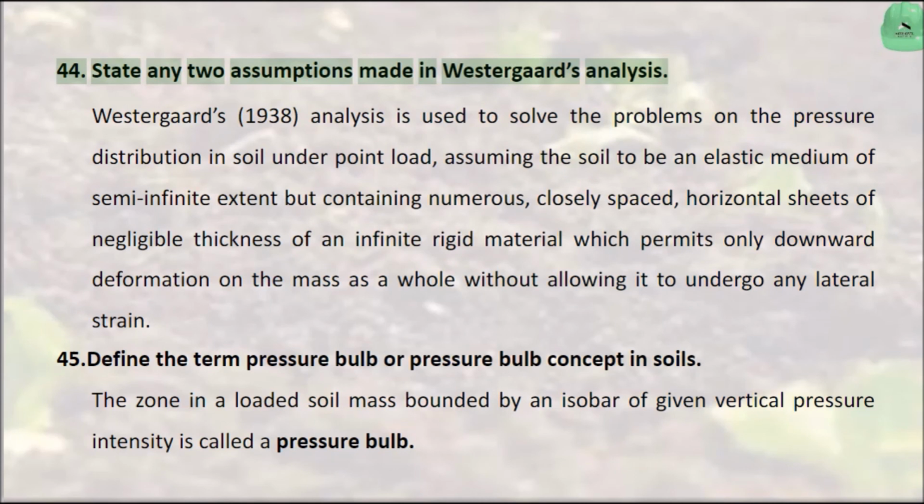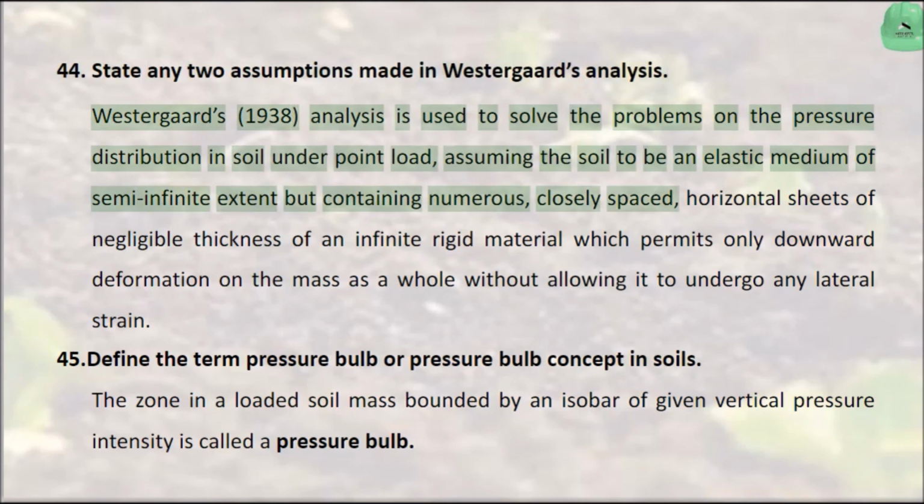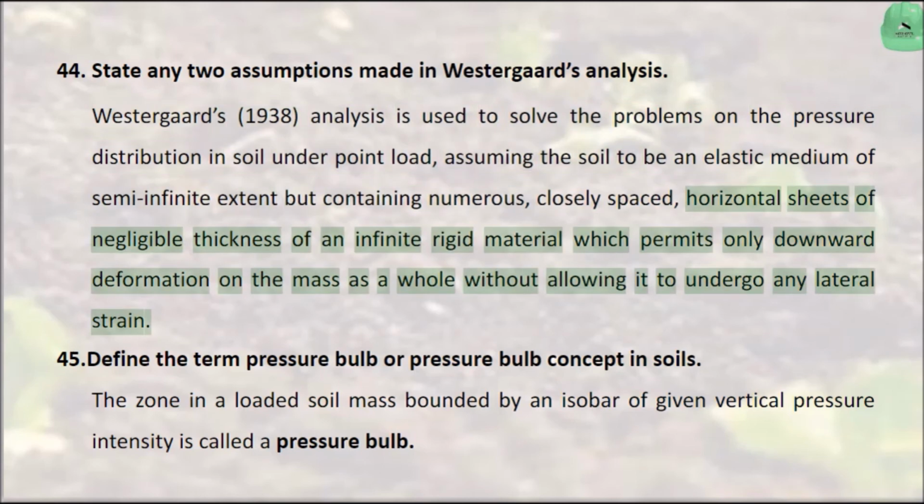State any two assumptions made in Westergaard's analysis. Westergaard's 1938 analysis is used to solve the problems on the pressure distribution in soil under point load, assuming the soil to be an elastic medium of semi-infinite extent but containing numerous, closely spaced, horizontal sheets of negligible thickness of an infinite rigid material which permits only downward deformation on the mass as a whole without allowing it to undergo any lateral strain.